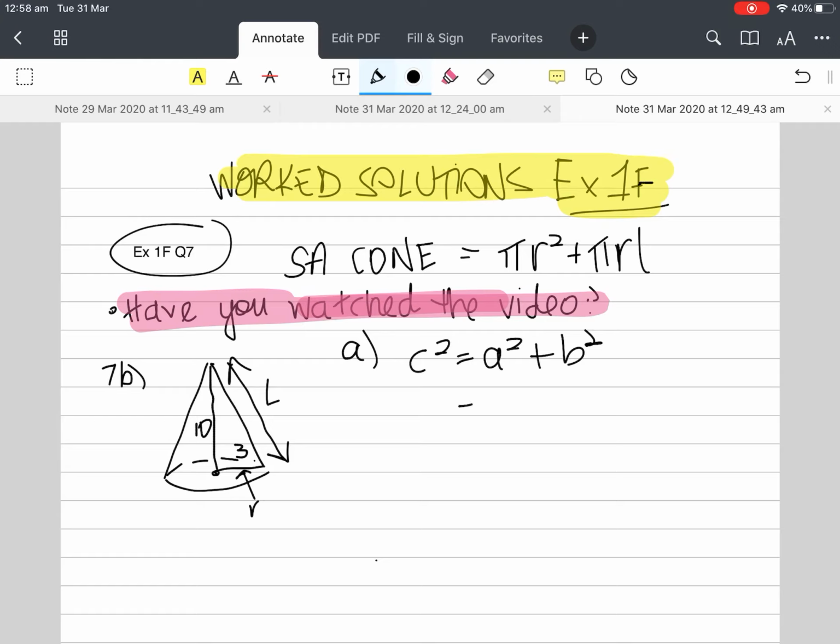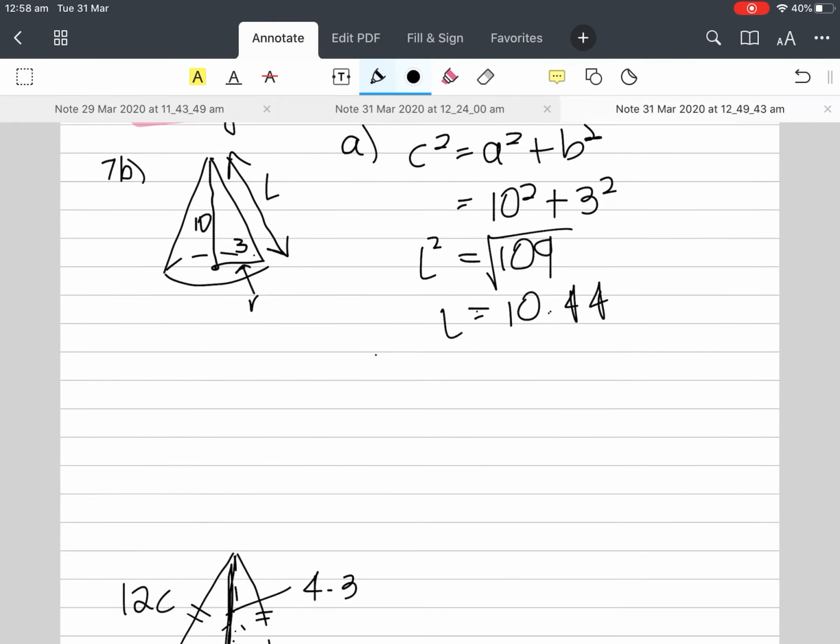So I'm going to go 10 squared, the height on the inside, plus 3 squared, the radius. Now that gives me 109 when I add them together. Now remember, that is the L, the slant height, squared. So to work out my final answer, I have to work out the square root of that. That gives me 10.44. So now I'm going to use that to help me answer B.